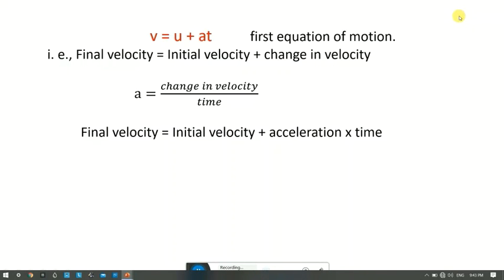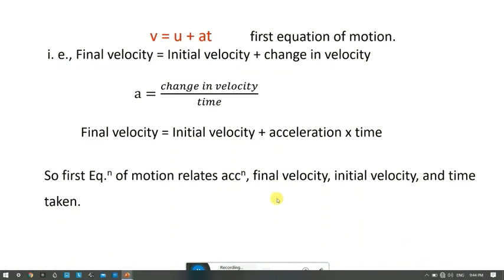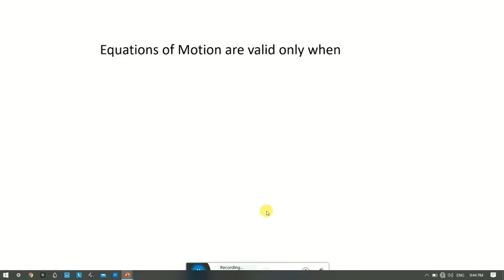So here note that we cannot do it if acceleration is not constant, because in this case, for each time period we have different acceleration. And so the first equation of motion relates acceleration, final velocity, initial velocity and time taken. So given any three of these terms, we can find the fourth one.